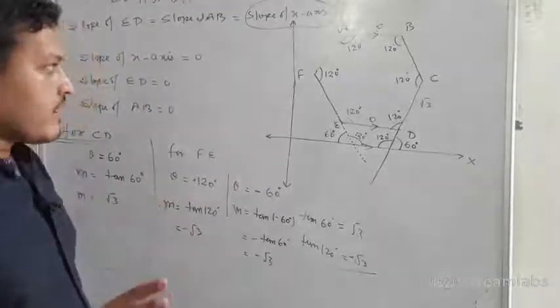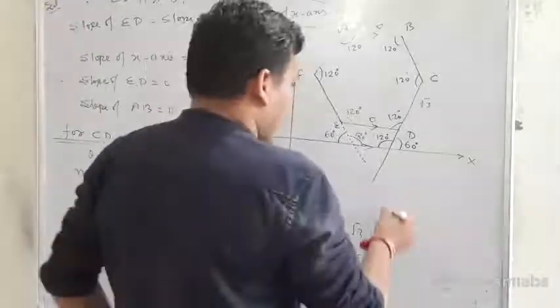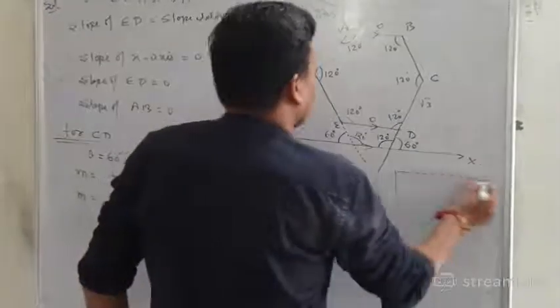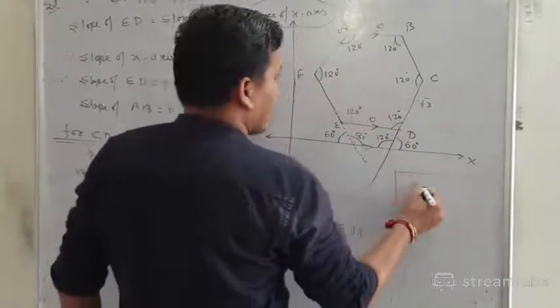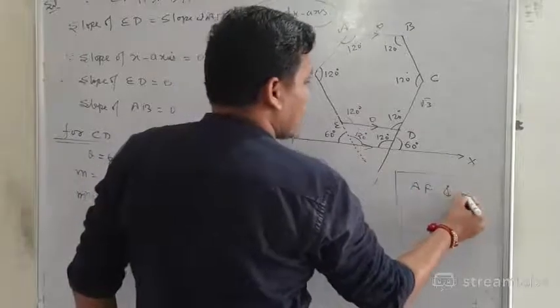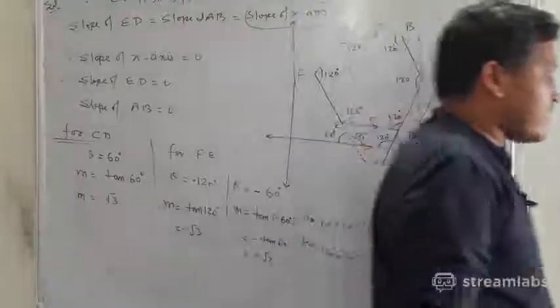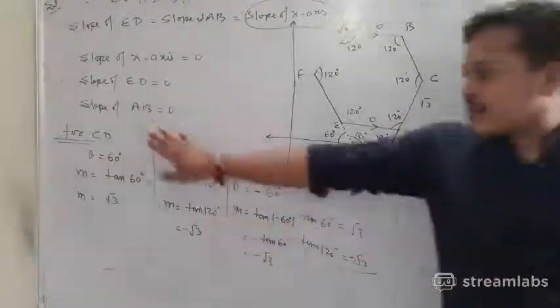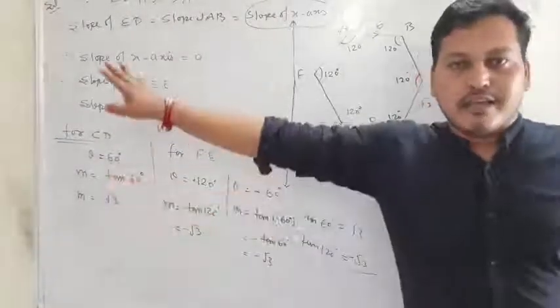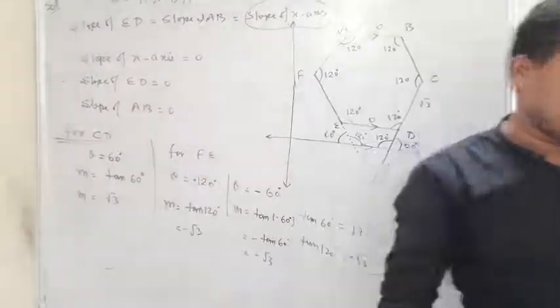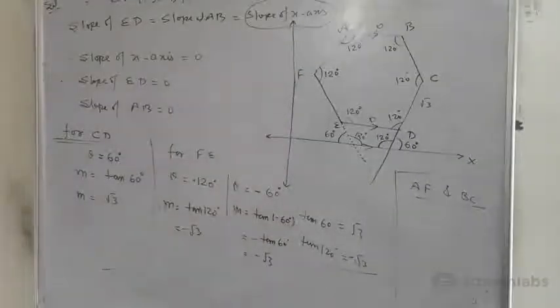So is it clear, any doubt? I wish you would try to solve and find the slope of AF and the slope of BC. Can you solve the slope of AF and the slope of BC? Please tell me whether this part is clear or not, yes or no. Please tell me, sir.